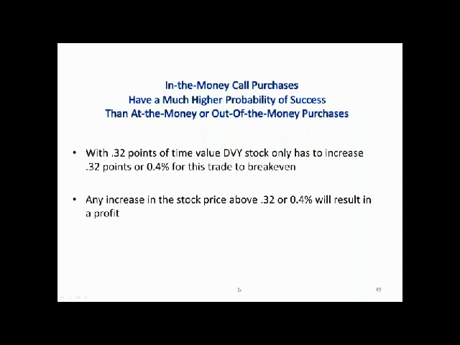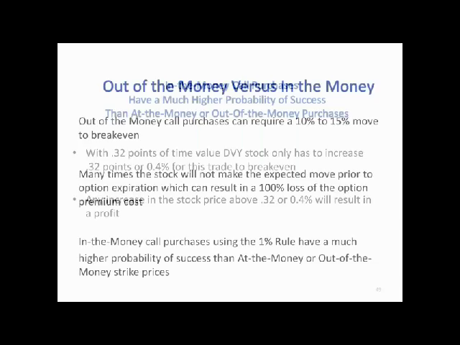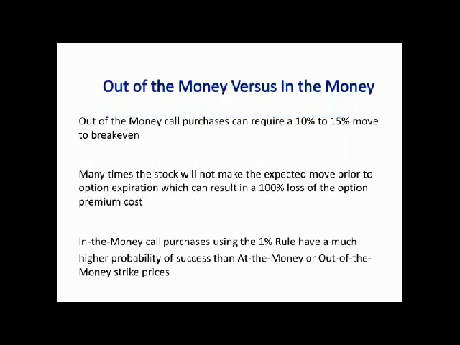So again, with only 32 cents of time value in this example, the DBY ETF only has to increase 32 cents, and that's 0.4%, and then this trade breaks even and we start profiting on it. And again, when you use this 1% rule, it'll be a much higher success rate than buying at the money or out of the money calls that require a 10 to maybe even 15% move in the underlying stock just to break even. A lot of times that's not going to happen and you're going to lose 100% of your option premium.